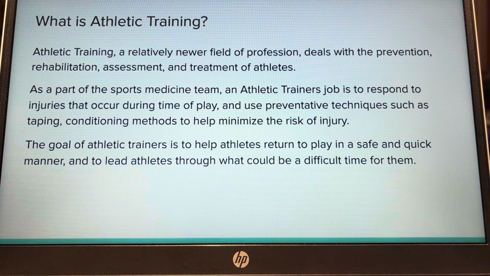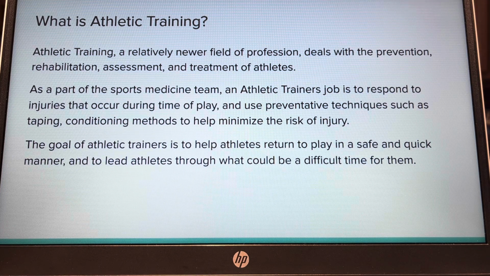And so, what is athletic training? Athletic training, a relatively newer field of profession, deals with the prevention, rehabilitation, assessment, and treatment of athletes. As part of the sports medicine team, an athletic trainer's job is to respond to injuries that occur during time of play and use preventative techniques such as taping, conditioning methods to help minimize the risk of an injury occurring.